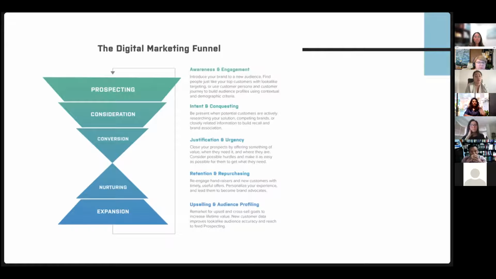And that will bring us into expansion. So upselling and audience profiling. Remarket for upsell and cross-sell goals to increase the lifetime value of your customers. New customer data improves lookalike audience accuracy and reach to feed the prospecting start of the funnel. And then, of course, the process will start again.